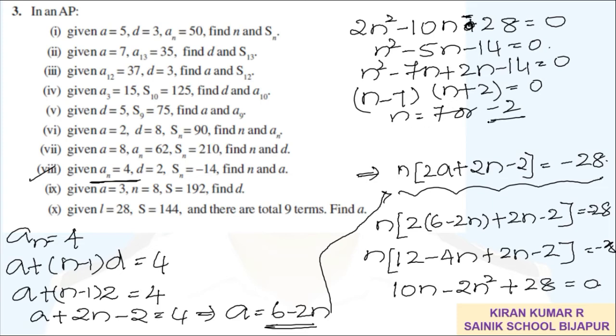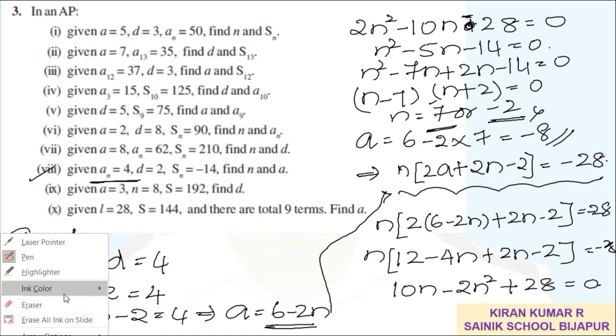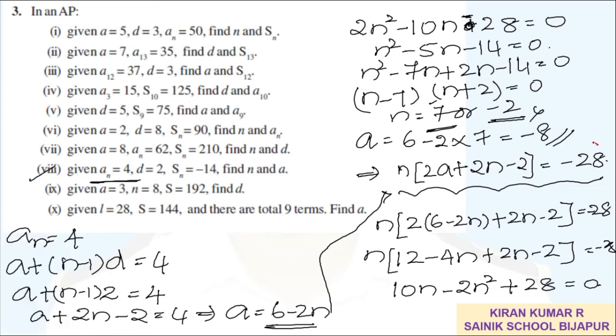We should not consider minus number because n is a positive integer. So n value is 7. If n value is 7, I can find the value of a. It is 6 minus twice of 7, which will be negative 8. So negative 8 is the value of a, and n is equal to 7. So we have solved question number 8.